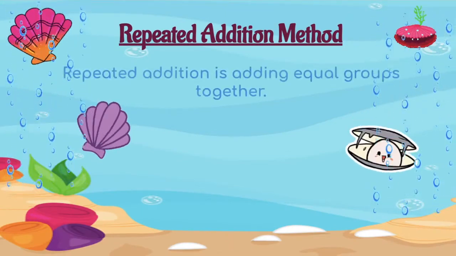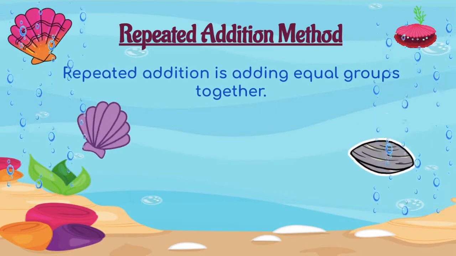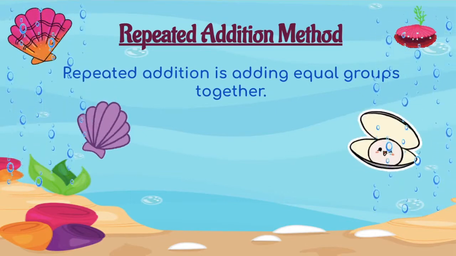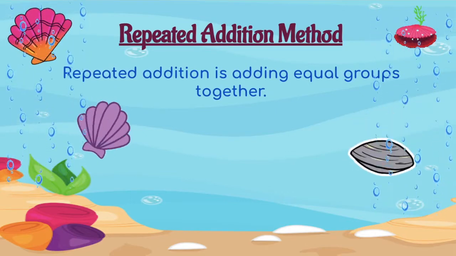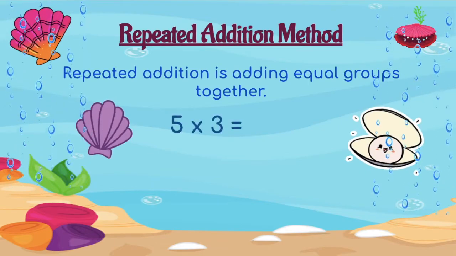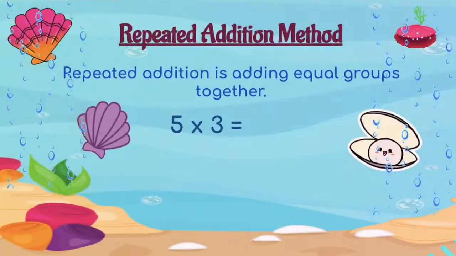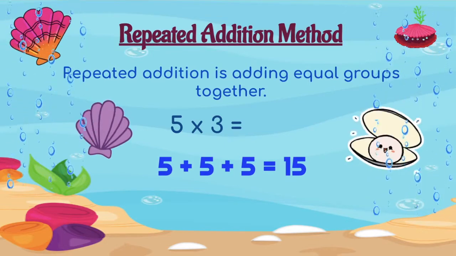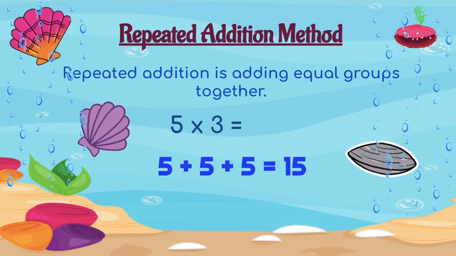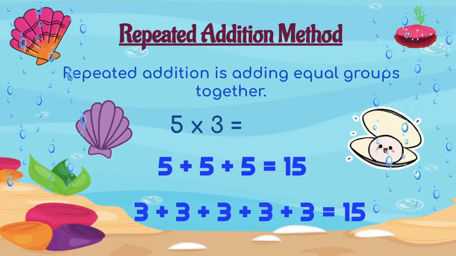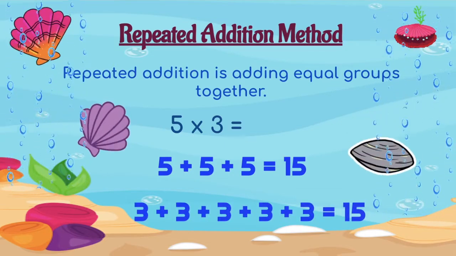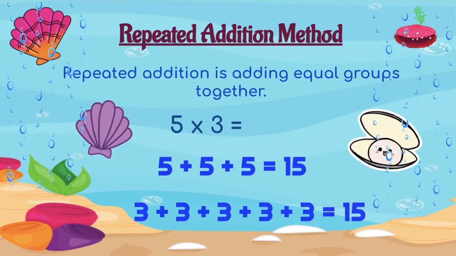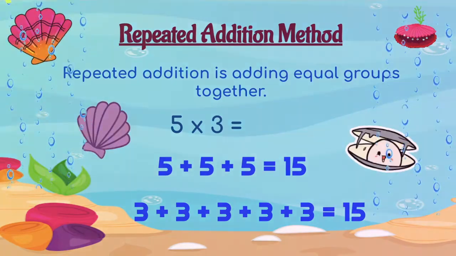In doing this, we just have to add equal groups or numbers together. For example, we need to multiply 5 and 3. All we have to do is to add 5 3 times. Or we can add 3 5 times. Either way will give us the exact same answer, which is 15.